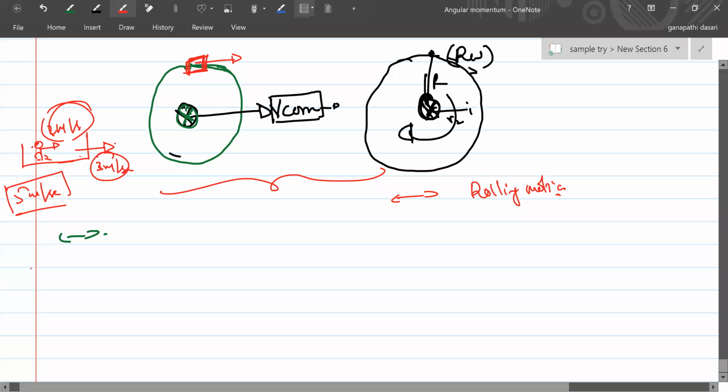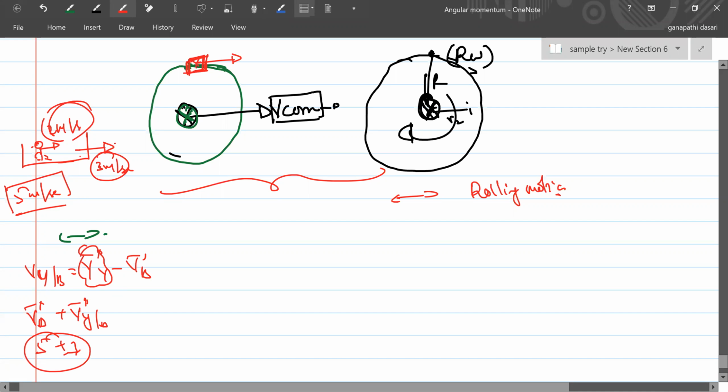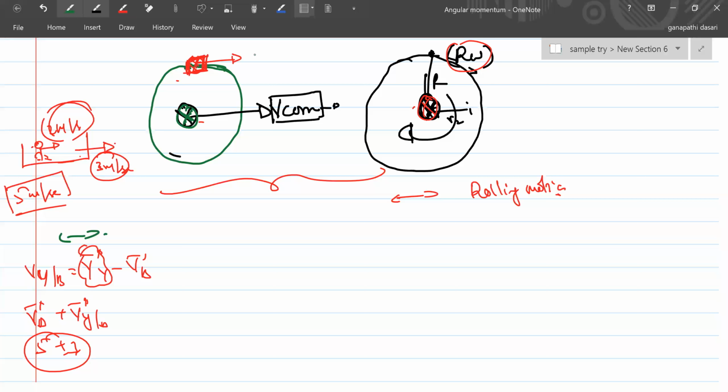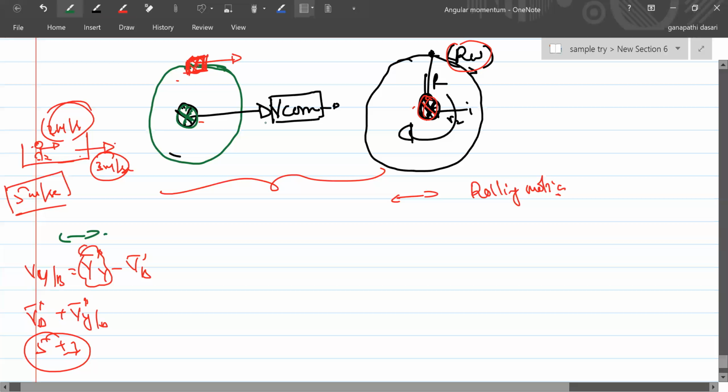So the velocity of you with respect to the boat is equal to the velocity of you minus the velocity of the boat. Velocity of you is equal to velocity of the boat plus velocity of you with respect to the boat, which is 5 plus 3. Similarly, here the particle will have the velocity of the center of mass plus the velocity of this particle with respect to the center of mass. The velocity of this particle with respect to the center of mass is r omega. In vector form, the velocity of this particle is the velocity of the center of mass plus omega cross r. You know that velocity is equal to omega cross r.